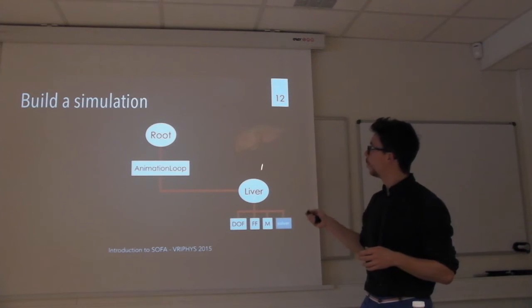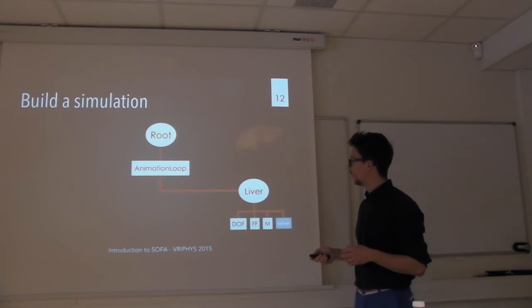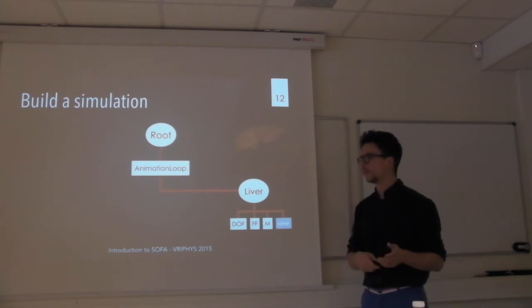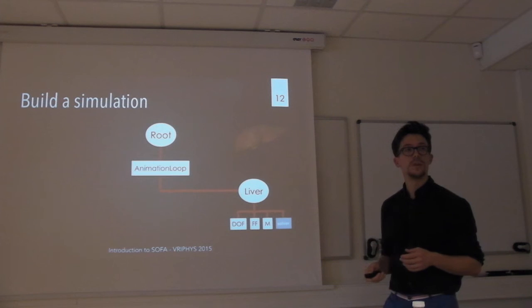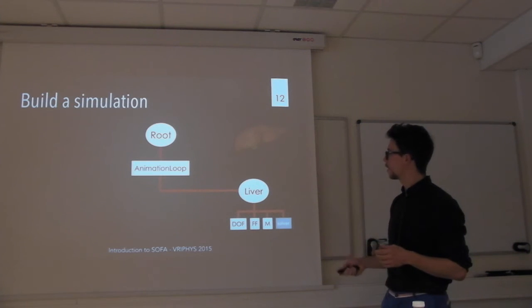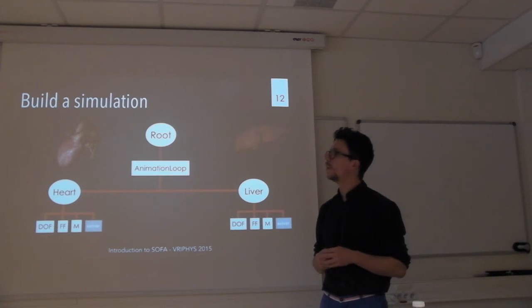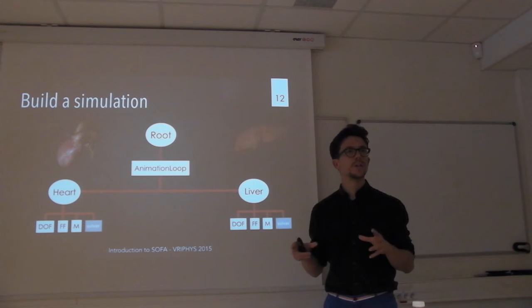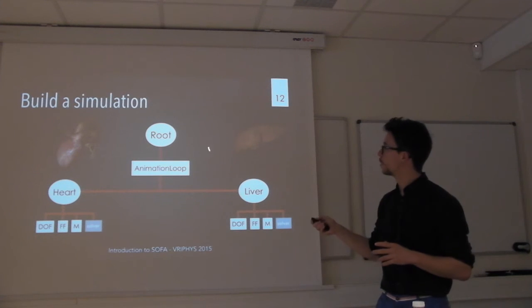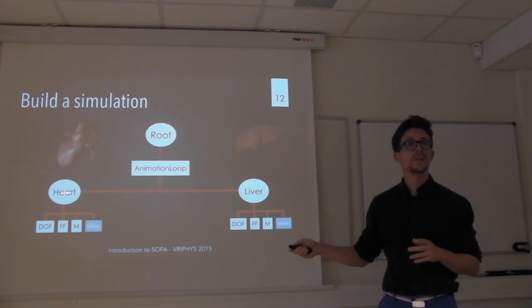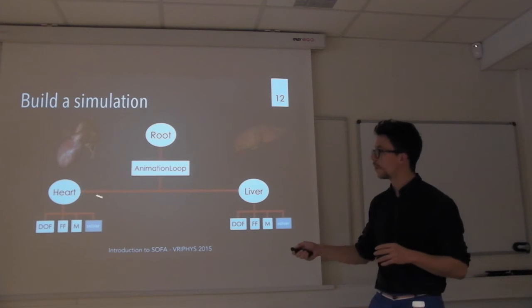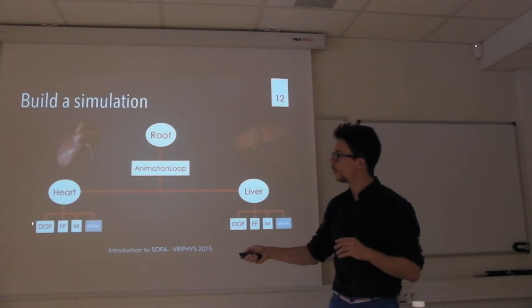So here, if we want to simulate the lever, we will have to define the degrees of freedom, for example, a constitutive law, as I said, a mass, if you want to assign a mass to your object, and the solvers associated to that. But you can, in a simulation, have several objects simulated separately. So that's the case here. You can have a lever, but you can also have the heart here with completely different degrees of freedom.